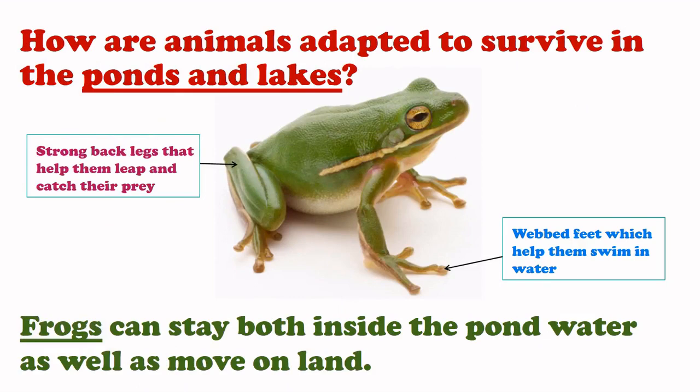So how are animals adapted to survive in the ponds and lakes? Frogs usually have ponds as their habitat. They can stay both inside the pond water as well as move on land. They have strong back legs that help them in leaping and catching their prey. They have webbed feet which help them swim in water.